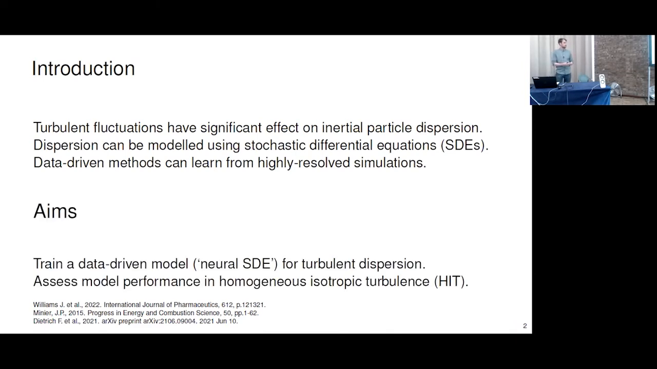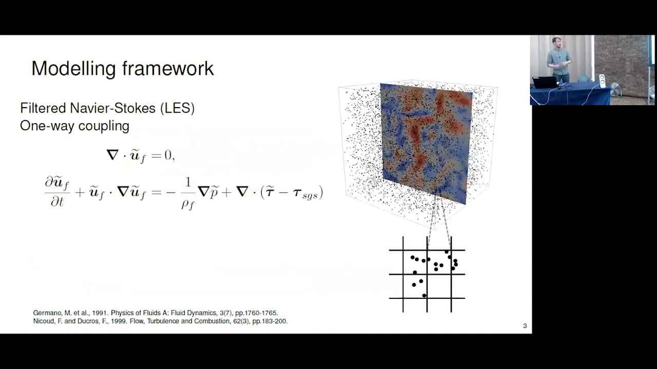In this study, we aim to train a data-driven model for turbulent dispersion of particles. We use neural networks to learn the unknown terms, drift and diffusion, in our SDE, so we call this a neural SDE. And we wanted to assess the performance in homogeneous isotropic turbulence. A little overview of the modeling framework: we have the filtered Navier-Stokes equations with one-way coupling because the flow is quite dilute. And then we have point particles moving throughout the domain, like you can see here in the bottom right.